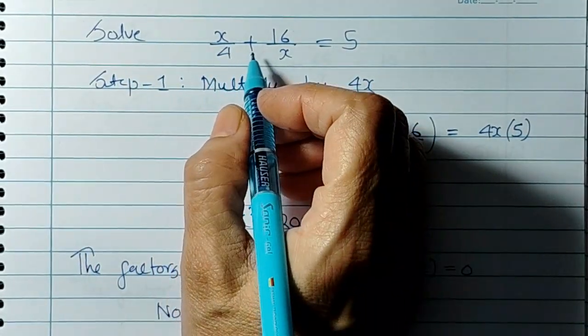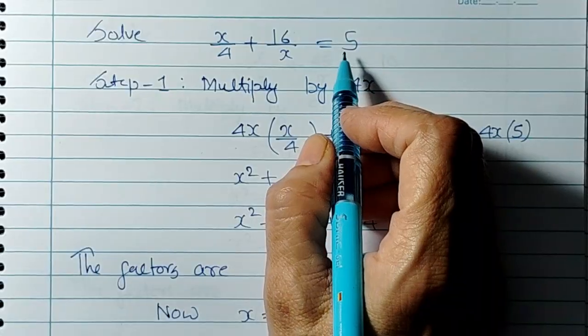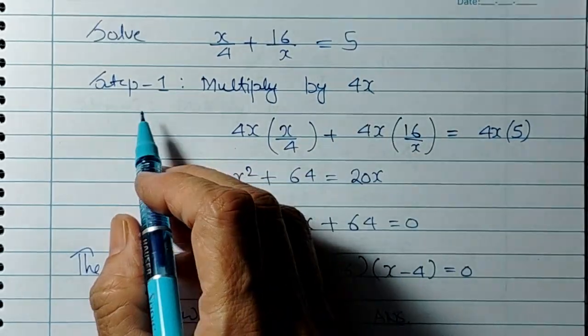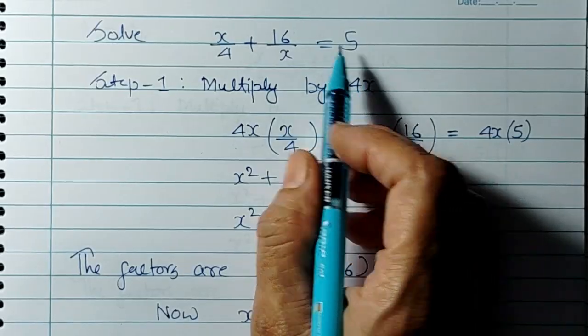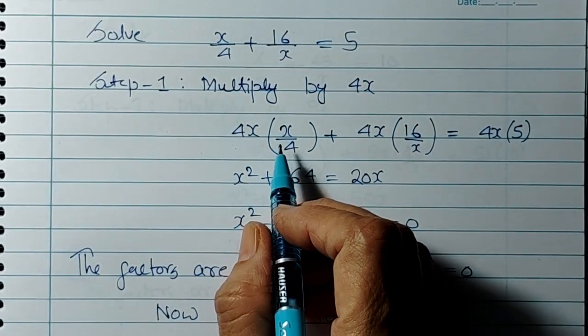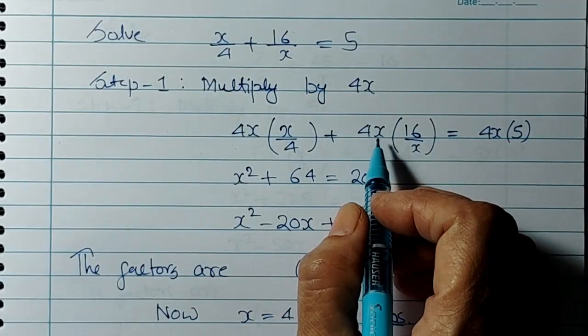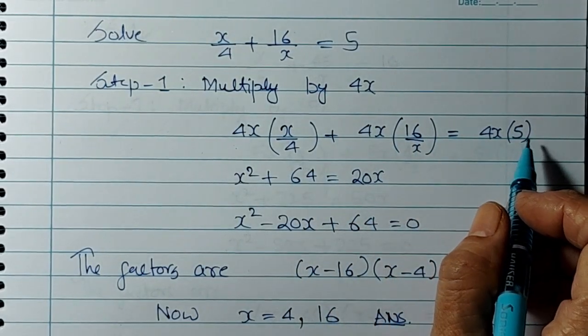Solve for x: x/4 + 16/x = 5. Step 1 is to multiply by 4x. We'll multiply this equation by 4x. It is 4x into x/4 plus 4x into 16/x, equal to 4x into 5.